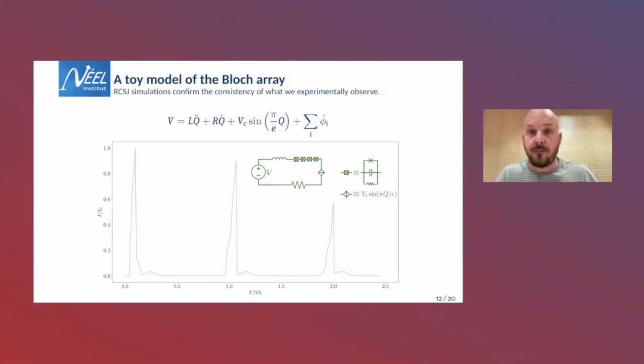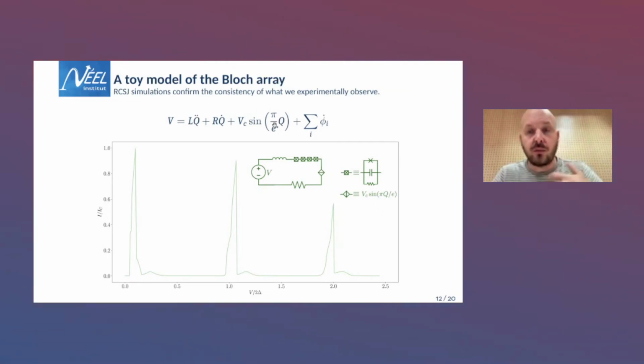Then we said, okay, do we understand this? So we somewhat adjusted the theory described in this paper. What we did, the very simple, experimentalist-level theory, is the following. We write an equation of motion for this system. We have a voltage, a very large inductance in series with 4 large Josephson junctions. Then we have a small junction that we model as a sine of Q.